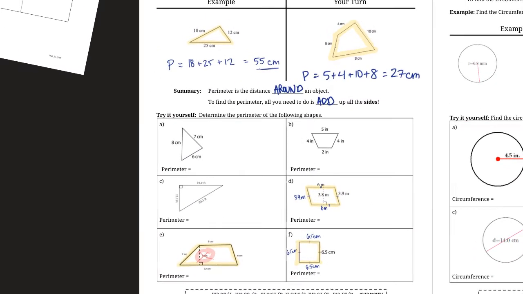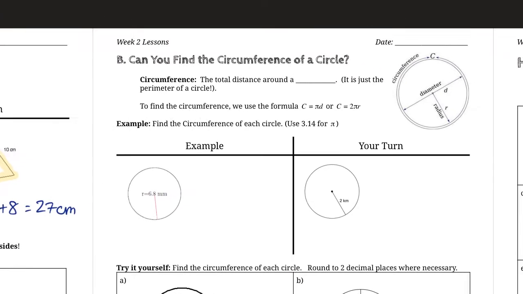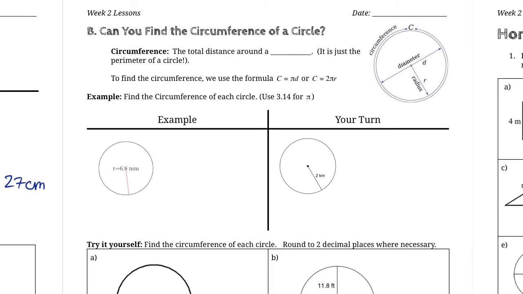That's how to find the perimeter of sort of regular shapes with straight edges. Now the next question is, how do we find the perimeter of a circle? The first thing to realize is we don't usually call it the perimeter of a circle. We call the perimeter of a circle something very special. We call it the circumference of a circle. So in this blank here, where it says the total distance around a circle is the answer, that's what the circumference is. It's the perimeter of a circle.